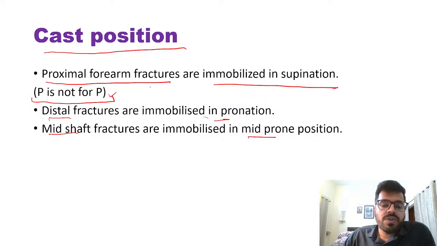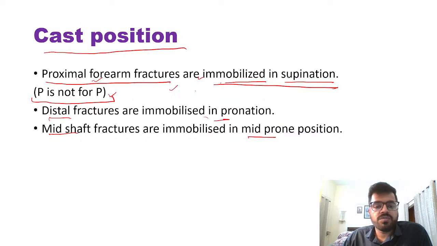Why is this? In proximal forearm fractures, to neutralize the pull of the supinator muscle and the biceps brachii, we immobilize them in supination so that they get reduced and the pull of the supinator and the biceps does not occur. That's why proximal forearm fractures are immobilized in supination. But you can remember this much: P is not for P.